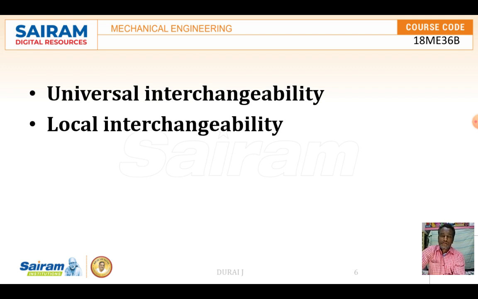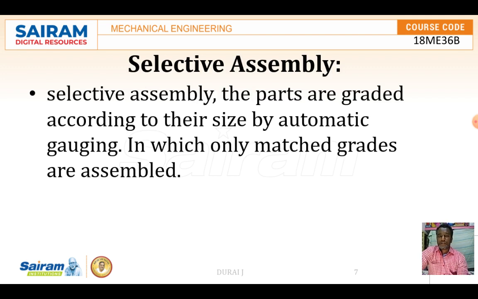Okay, so this is about the universal and the local. Manufacturing in the same manufacturing unit is local interchangeability. Manufacturing in different manufacturing sectors, in different areas, is universal interchangeability. Okay, so then comes the next thing, the selective assembly. So what does selective assembly mean? Suppose the same set of pairs is going to be assembled as particular components.